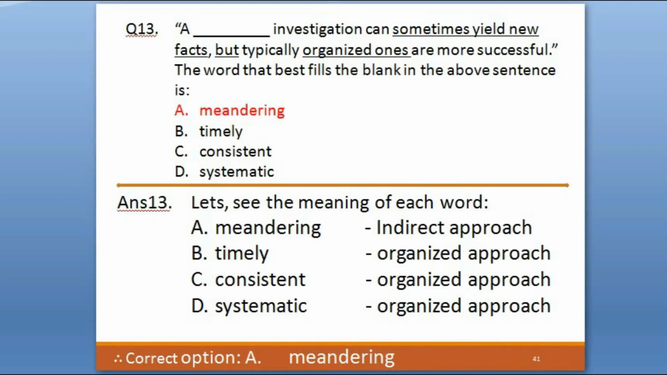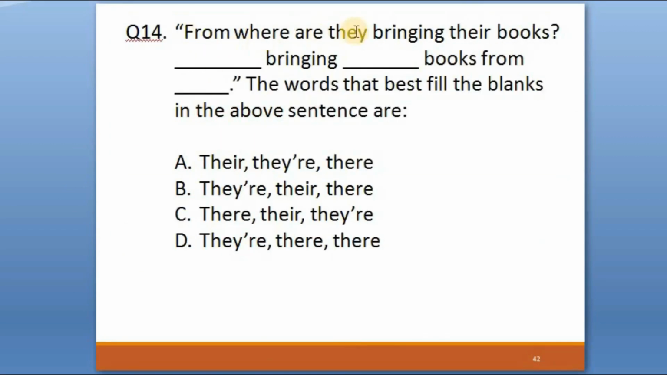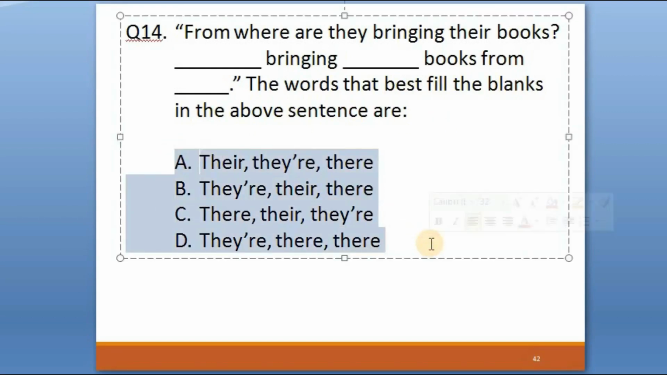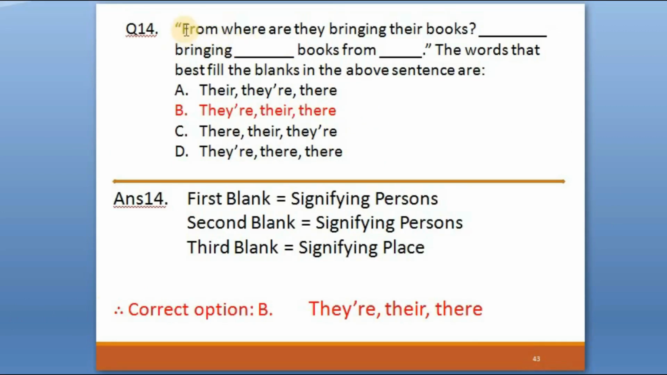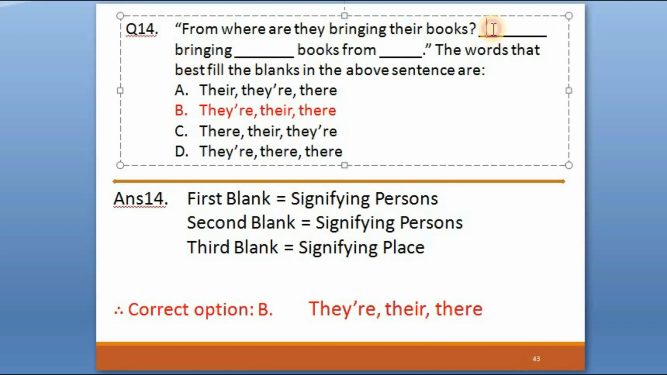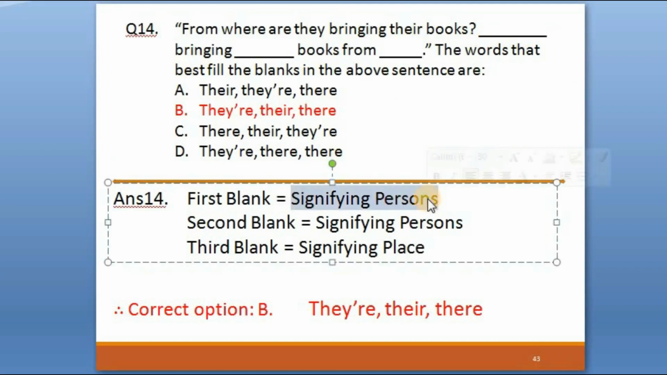From where are they bringing their books? Dash, bringing dash books from dash. The words that best fill in the blanks in the sentences are, so we have to fill up from the given options. So again, let's analyze this statement. As you see here, this first blank, from where are they bringing their books? Dash bringing. So the first blank is actually signifying some person, right? Dash bringing, dash books. Again, the second blank is representing persons, and books from dash, and the third blank is representing a place.